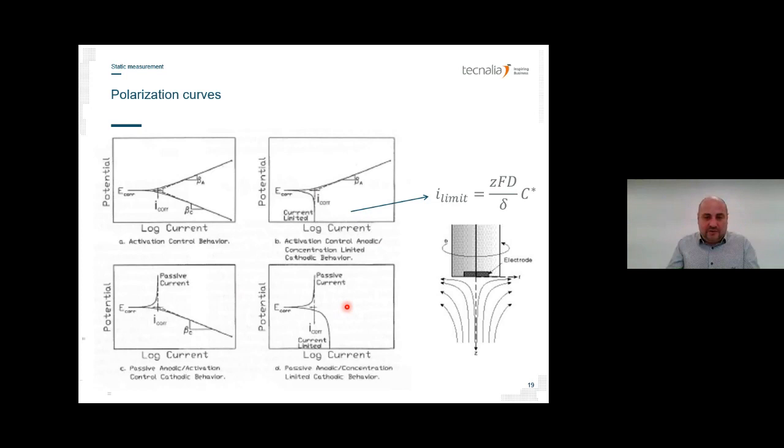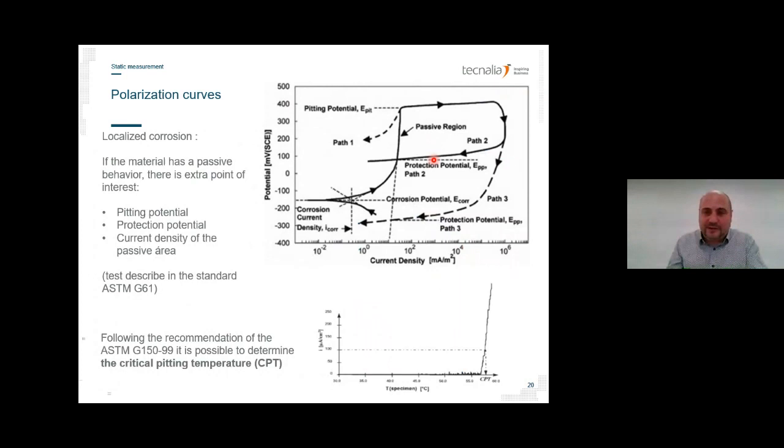So we can control diffusion using rotating techniques. I will not go into the detail because I see that it's starting to get late and I have to accelerate a little bit. Another important point: if we go far into the anodic area, in the case of a passive material, so a material that generates these protective layers, we can see other interesting points. At some point we have a plateau, the current is limited, and suddenly it increases a lot. And that is usually the pitting potential. Pitting is a localized corrosion that can be very destructive because it progresses very quickly through a material. So we can generate perforation or this kind of thing.